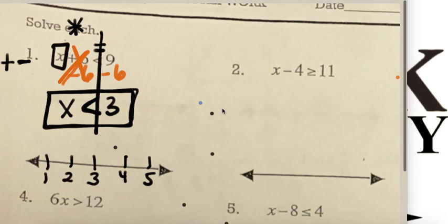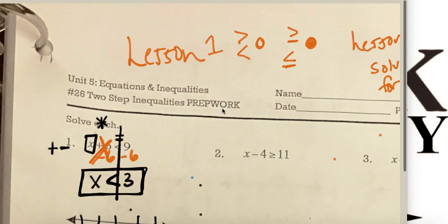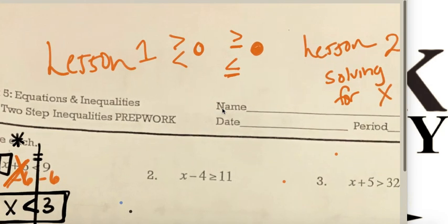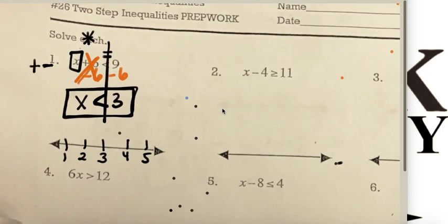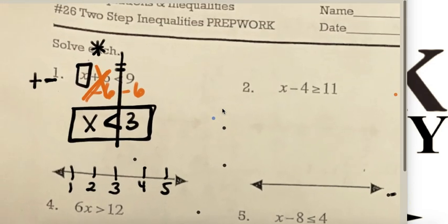That would be fine. Now I have to decide what kind of dot would go on a 3. Is it an open dot or a closed dot? Remember what we talked about in the beginning? Look for the symbols. I do not see an equal sign with my less than or greater than, so I'm going to have an open dot. So I go down here and put an open dot at the 3, and I have to shade the direction on the line that could possibly be x.